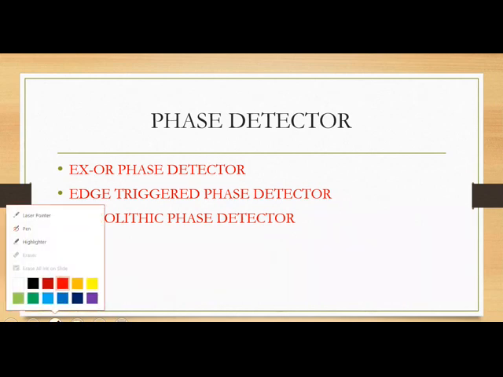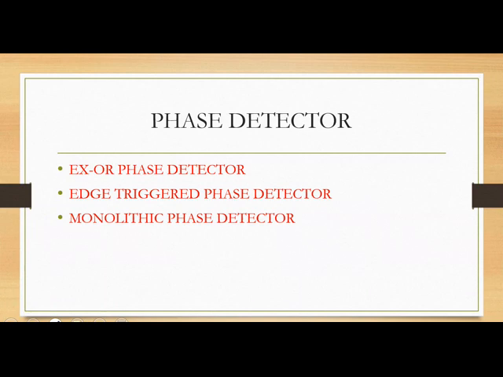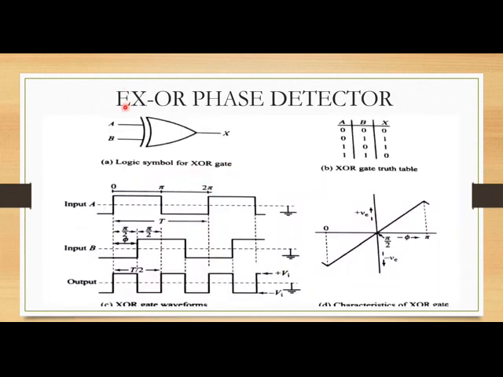They are edge triggered phase detector, XOR phase detector and monolithic phase detector. So we will look into each of the phase detectors in detail. So the first phase detector is the XOR phase detector. So in the exclusive OR phase detector, we use XOR gates.